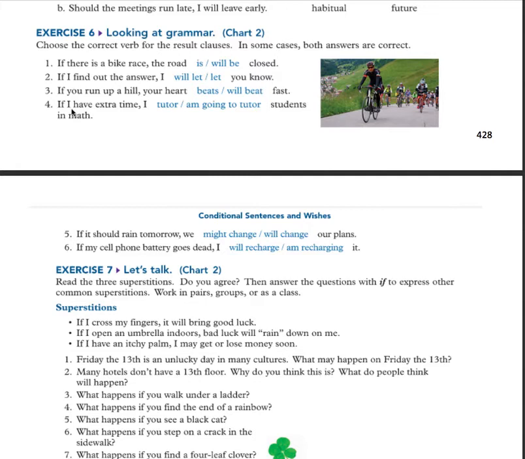Number 4. If I have extra time, I blank students in math. So again, this is an established, predictable fact or general truth. You can use both. I tutor and I am going to tutor students in math.